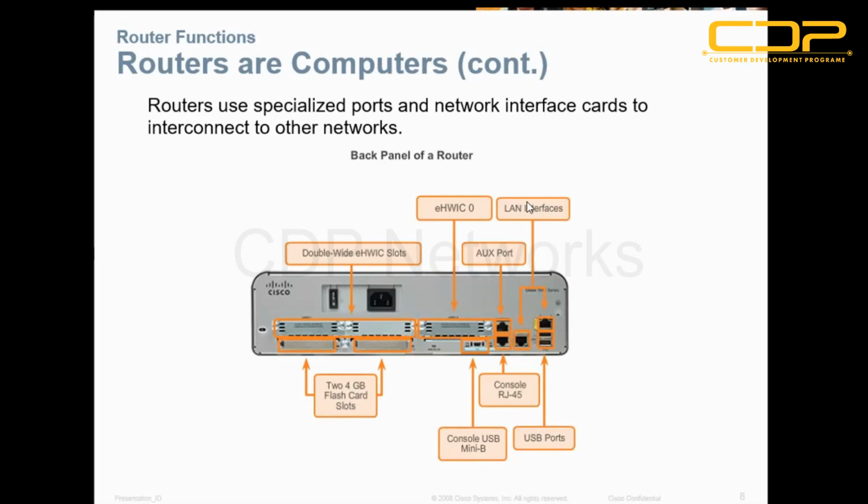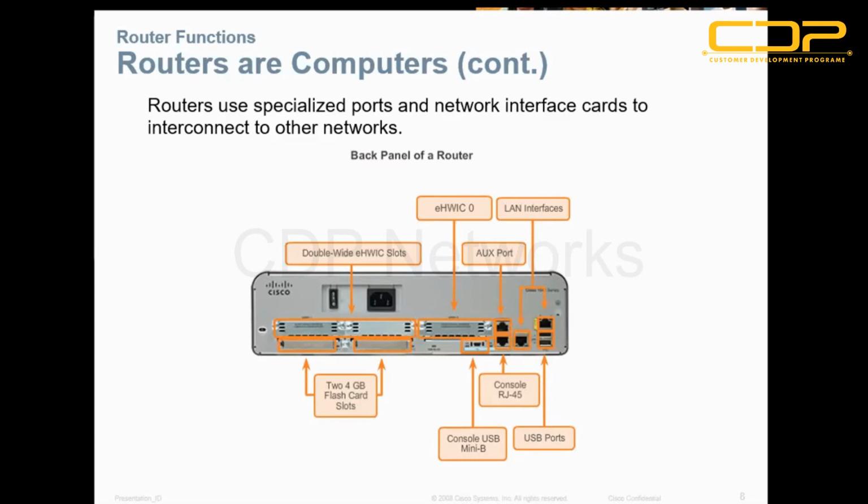That is a LAN interface. That is also called the LAN interface. This is the LAN interface. This connects to the switch, and we can connect directly to the PC also. That is the auxiliary port. That is the remote administrative port. The auxiliary port is also called the AUX port, right?